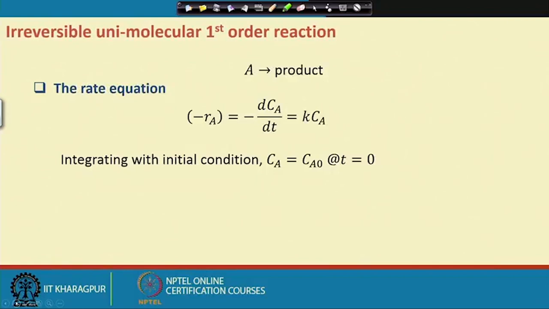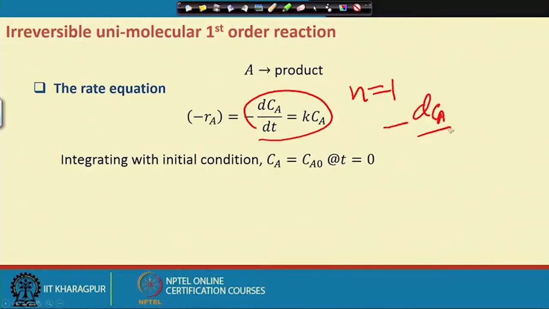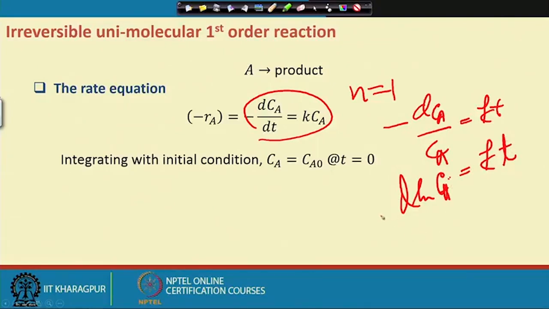Now, the simplest reaction is the first order reaction, when n value is 1. First order reaction means n value is 1, then we can write this equation like this. Now, this equation I can write as minus dCA by CA equal to k into T. Am I right? So, this is equal to d ln CA, equal to k into T. So, this is minus. So, we can do the integration from CA0 to CA. So, we can write ln CA by CA0, with a minus, equal to k into T.